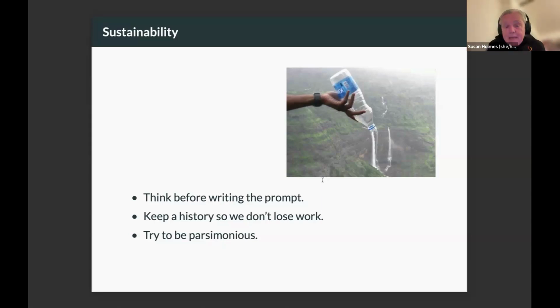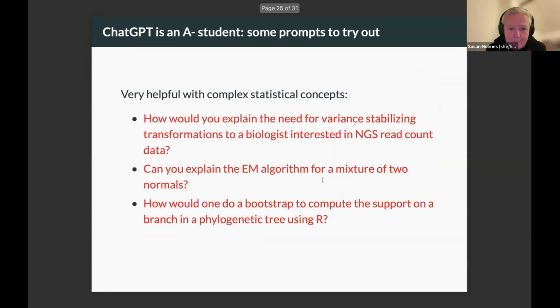Because many students sometimes think, oh, it's free, so I can just use it. Well, that's a bad practice. You want to think very carefully about what you're doing, and you want to try to be parsimonious and precise.